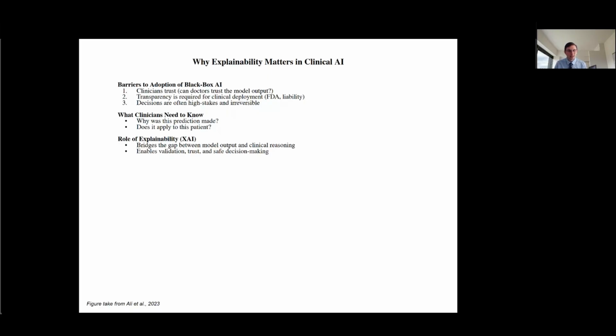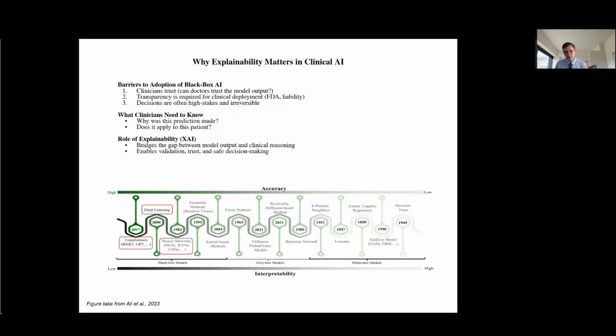The third part is that the decisions are often high stakes and irreversible. So what do clinicians need to know? There are really two things they need to know: why was this prediction made, and does it apply to my specific patient? And that's where explainability really takes foothold. It bridges the gap between model output and clinical reasoning. It enables validation, trust, and also safe decision making, and that's critical for explainable AI.